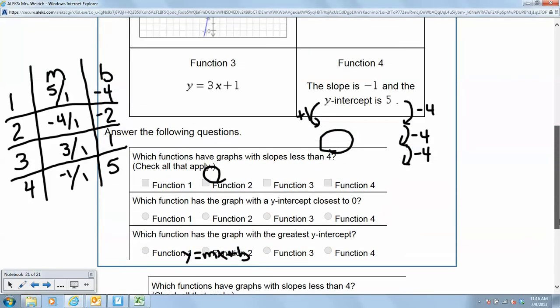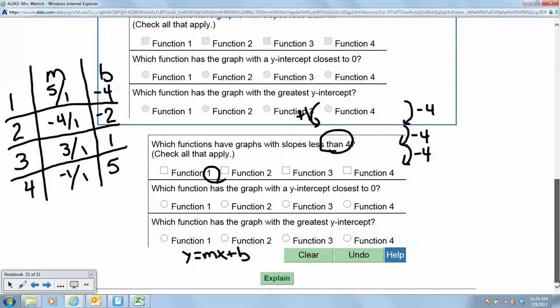In this case, it says which functions have graphs with slope less than 4. Less than 4 would be this one, and this one. So this would be function 2, 3, and 4. Which has the y-intercept that's closest to 0? Closest to 0, even though it's positive, is only 1 away. So this would be function 3.